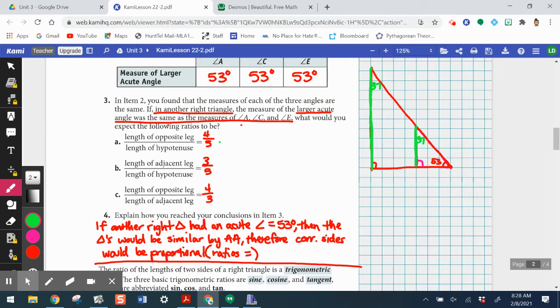And the ratio of the adjacent leg to the hypotenuse, again, will be similar for all the triangles. And the ratio of the opposite leg to the adjacent leg will be similar for all the triangles if the triangles are, in fact, similar.